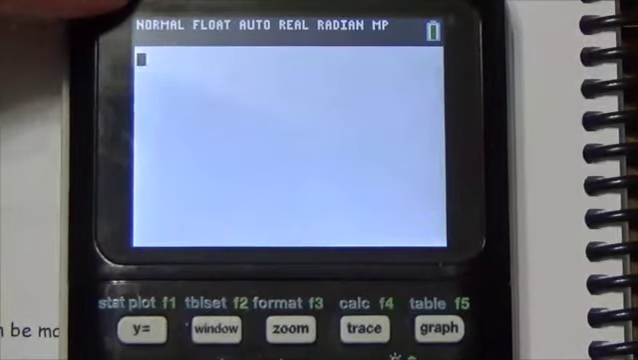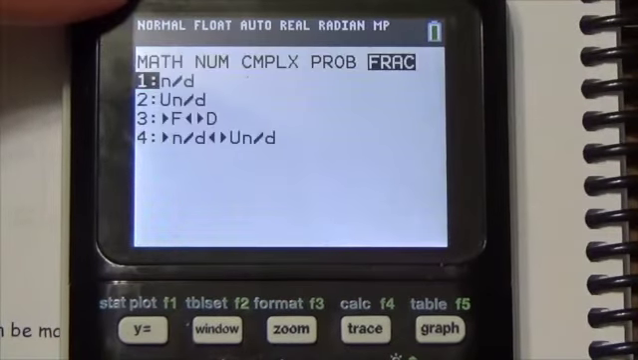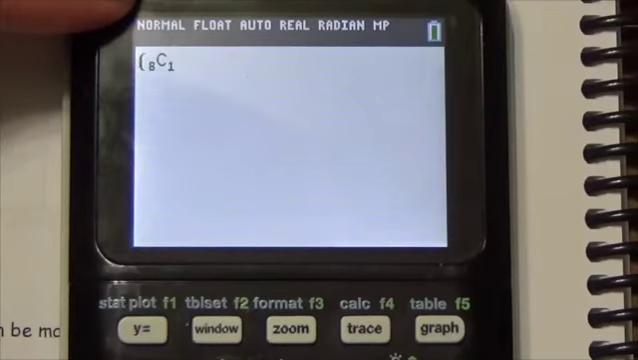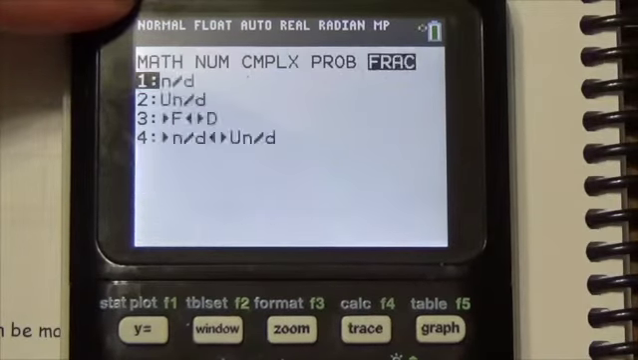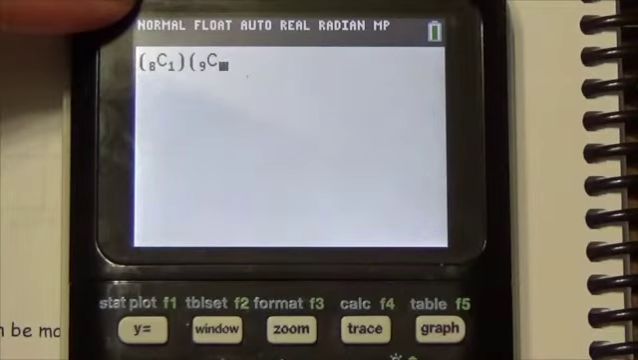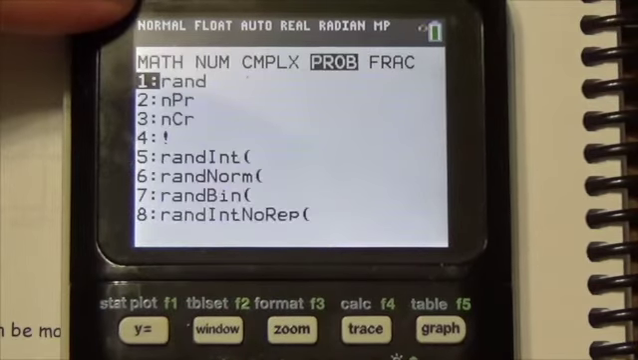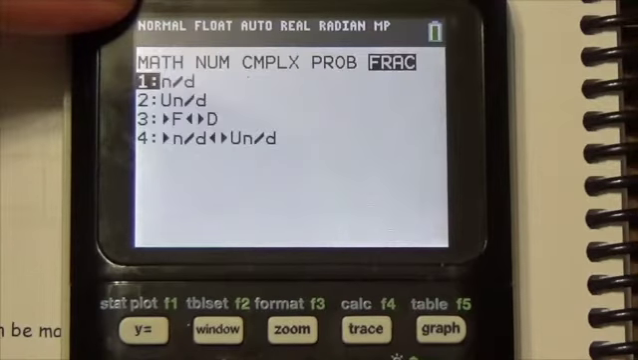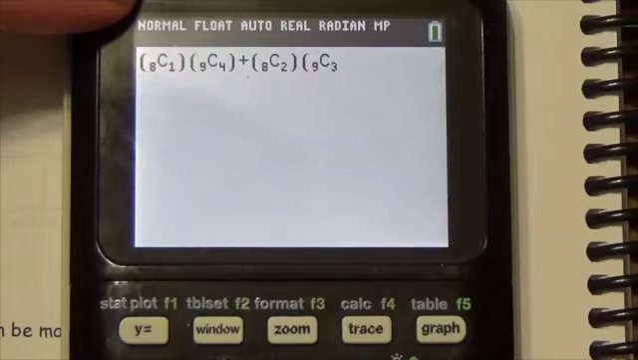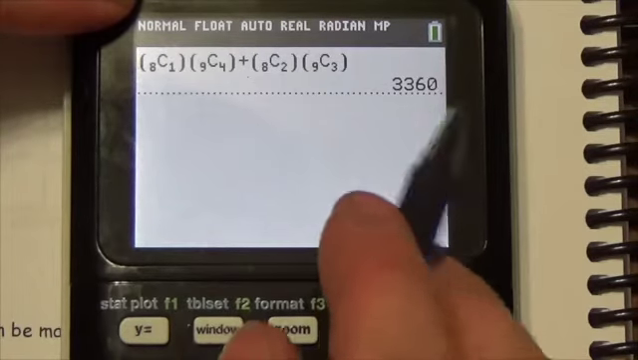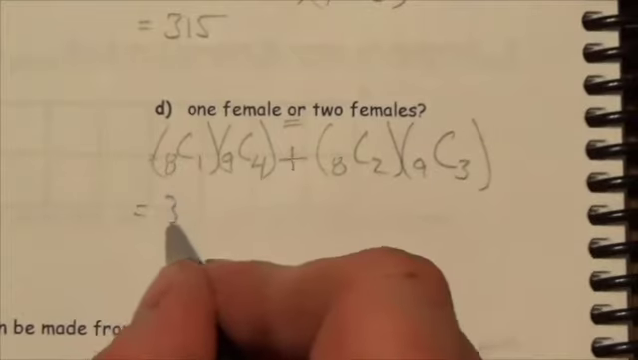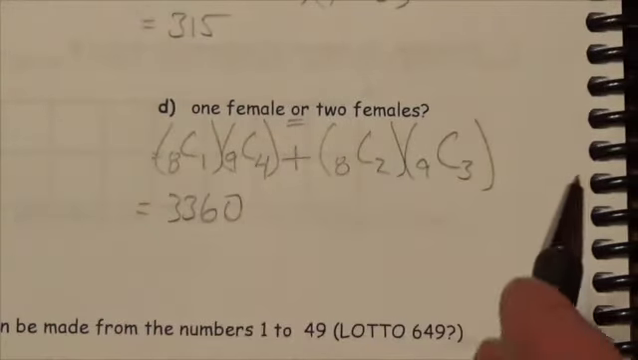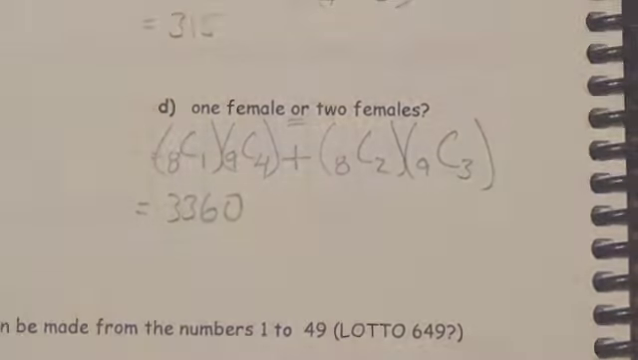So now, once that's written out there, we can go to the calculator. And we've got, what was it again? It was 8, choose 1, 9, choose, what did I have here? 4, add, and now here's the other scenario here. 8, choose 2, 9, choose 3. So altogether we've got 3,360 different committees that we can create that have either 1 or 2 females on them.